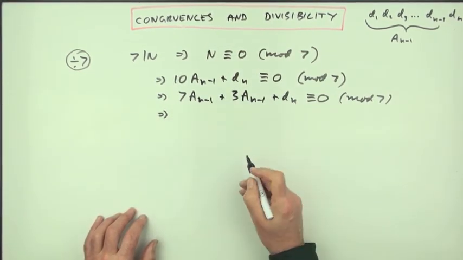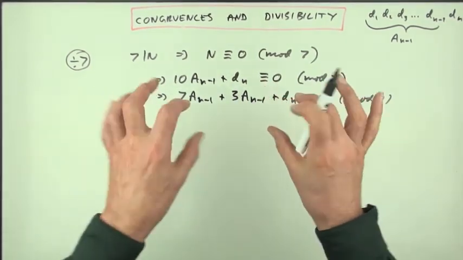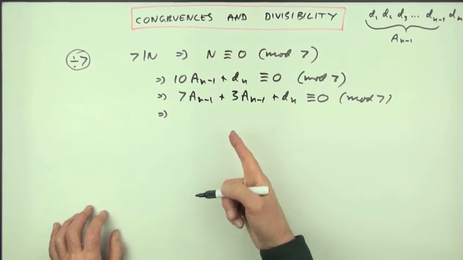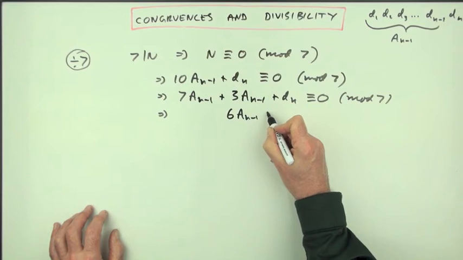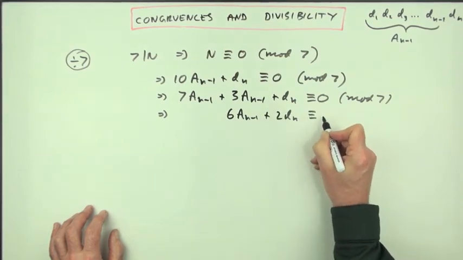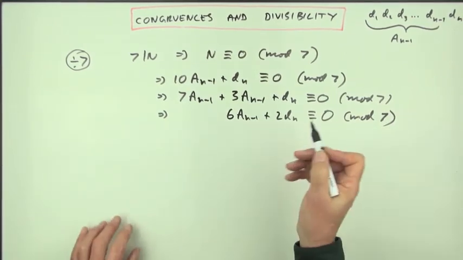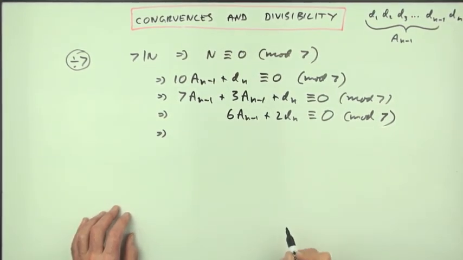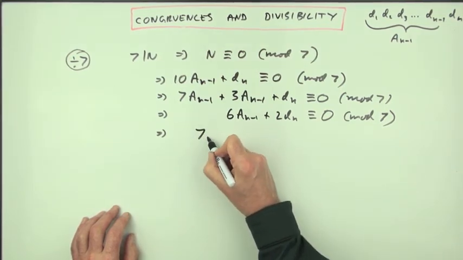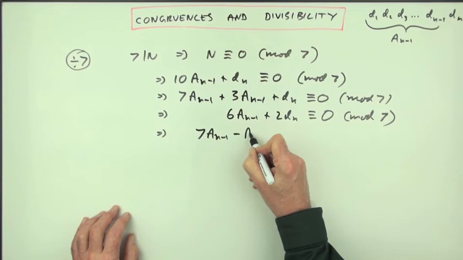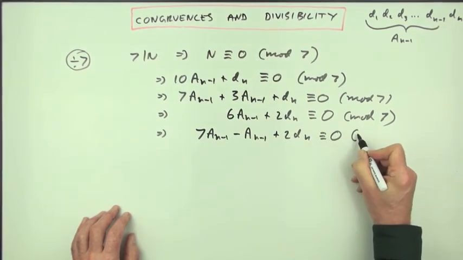Can we tidy it up a bit? This is a bit like we've got to play with these numbers now. It's like they're filling those jars to get so many litres in one of them. What you could do is double both of those. 6a_{n-1} + 2d_n would be congruent to 0. That's just using the normal rules. You can multiply both sides by some number. That's close to 7 now. So that's like 7a_{n-1} - a_{n-1} + 2d_n is congruent to 0.